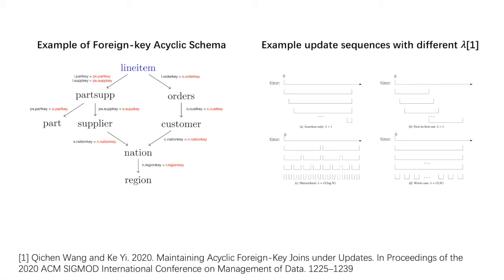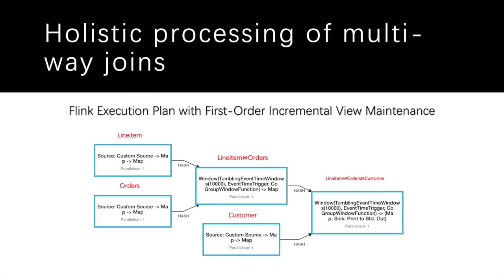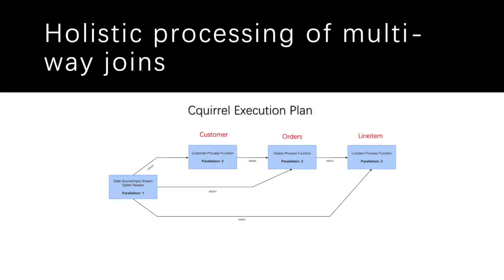In addition, Squirrel has the following distinctive features compared with other continuous query processing systems. First, Squirrel considers a multi-way join as one operator. Traditional approaches for continuous query processing would decompose a multi-way join into multiple two-way joins, and materialize the intermediate join results. The figure shows the Flink execution plan for a three-way join query using the first-order incremental view maintenance algorithm. As you can see, the algorithm will maintain the join result between the line item relation and the orders relation. However, Squirrel does not need to materialize the intermediate join results, which significantly improves both time and memory consumption.